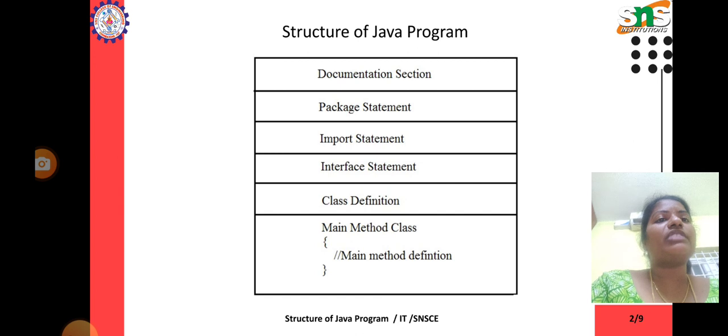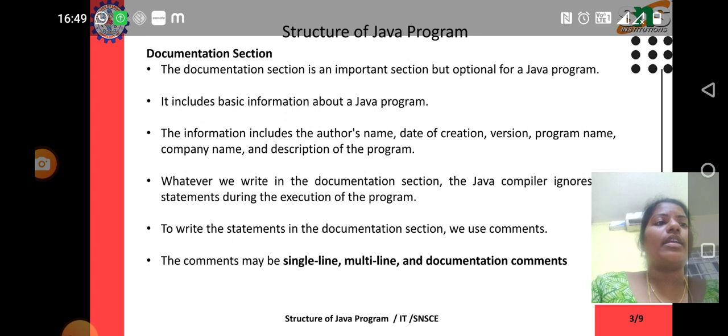The structure of a Java program is: first the documentation section, next package statements, then import statements, and then interface statements. Then we have to define the class and the class name. Then we define the main method. The class is in open and close braces, and in between the open and close braces, the main method definitions are included.